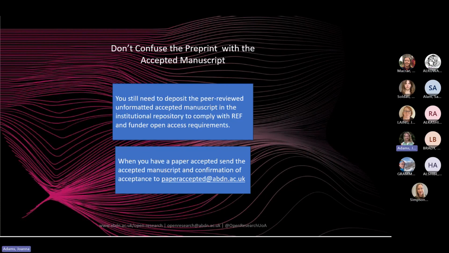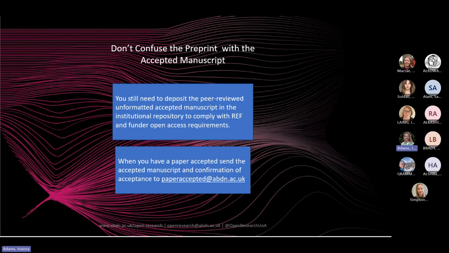To actually be eligible for submission to REF, or if you are funded by a funder like UKRI, Wellcome, Horizon, you must make sure that it's the final peer-reviewed manuscript that is made open access through your institutional repository. That can be the final peer-reviewed accepted manuscript, the unformatted version, or the final published article, but it's not enough just to make your preprint open.